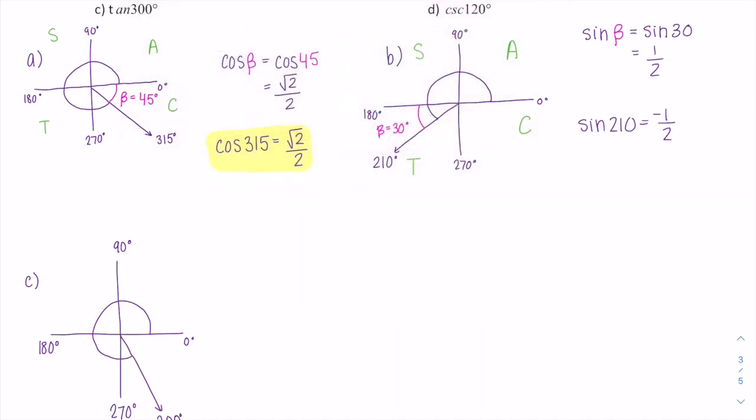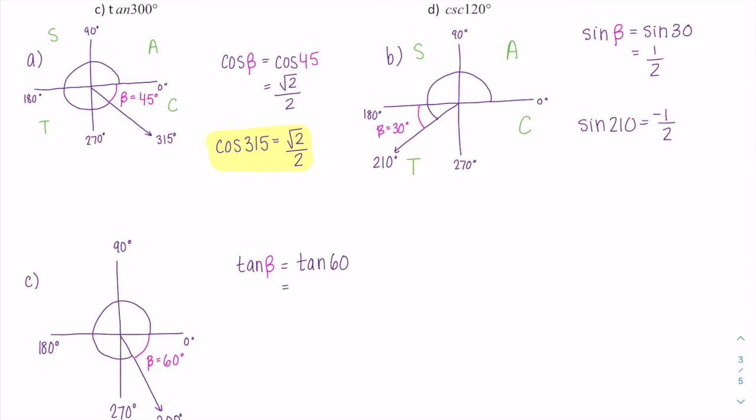Now, in order to figure out what our value is, we need to find our related acute angle. And remember that our related acute angle is always measured from the x-axis. So the difference between our full circle 360 and our terminal arm at 300 is 60 degrees. So we're looking for tan 300. So we're going to start by looking at tan of our related acute angle. So that will be tan 60.